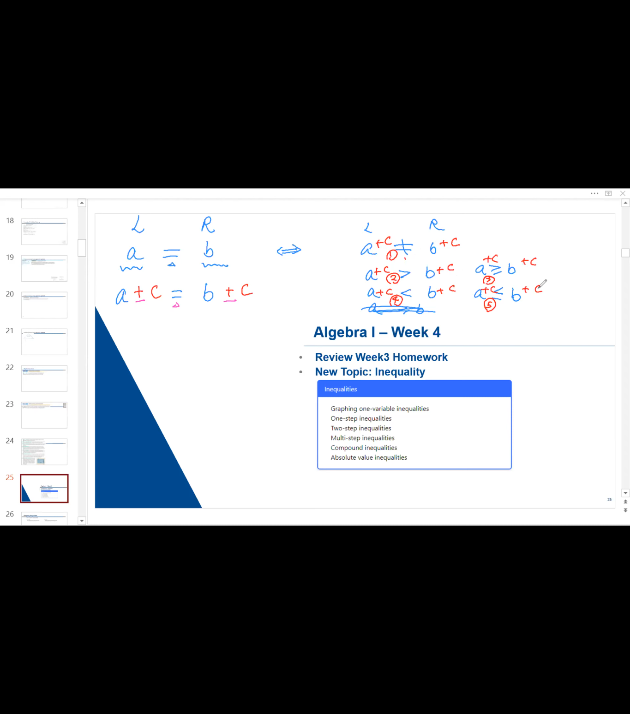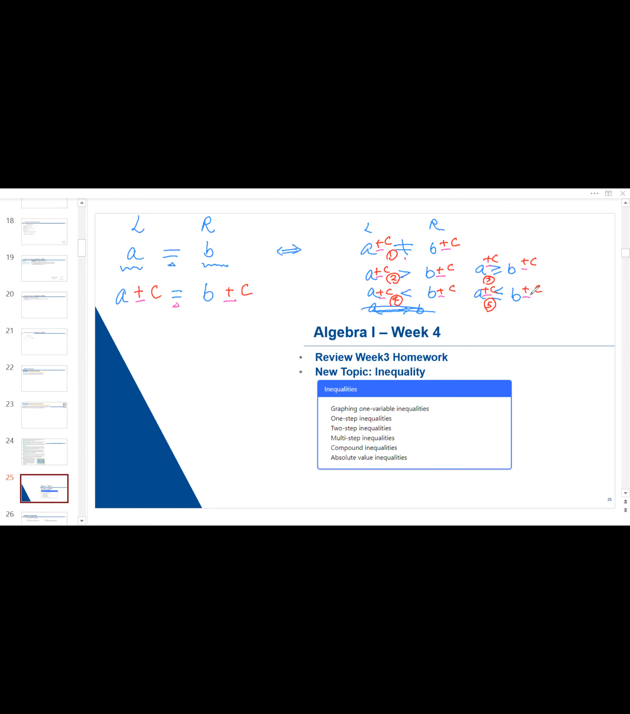All right. So if both sides minus the same number, they are still not equal to each other. A greater than B, minus the same number, A minus C is still greater than B minus C. All right. So they have the same properties, right? Same properties.